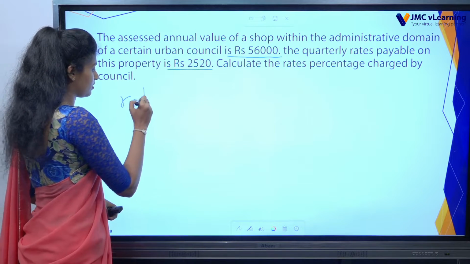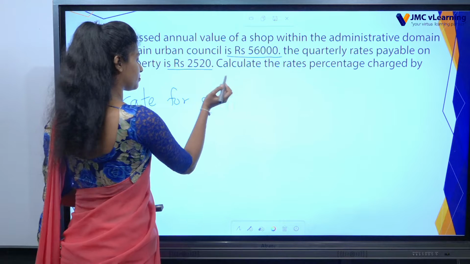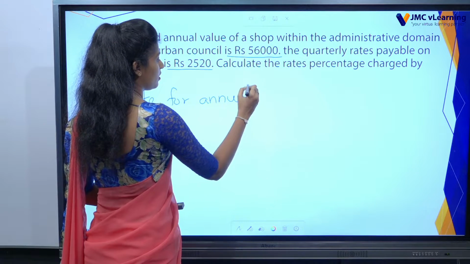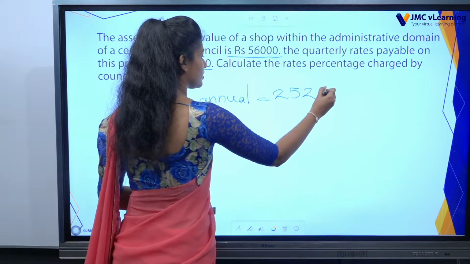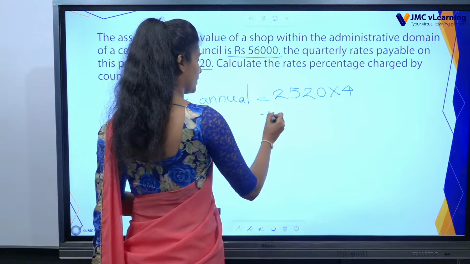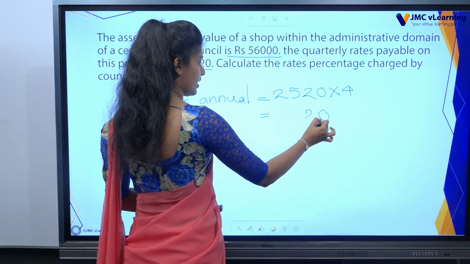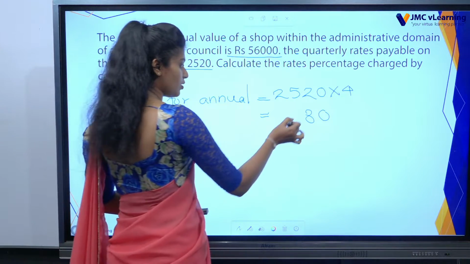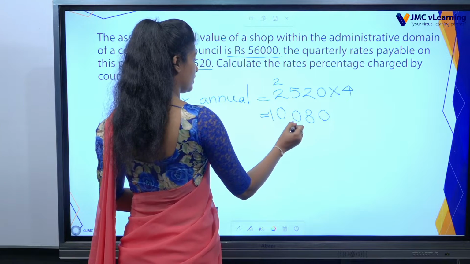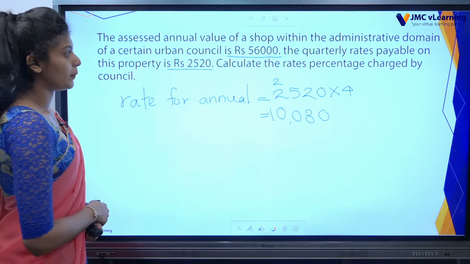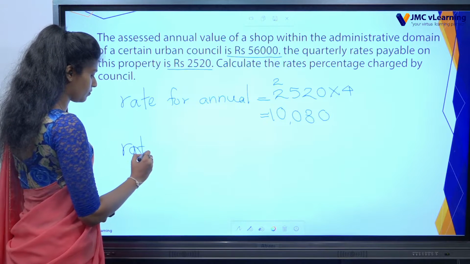Then the rate for the annual. To find this one, you have to multiply 2,520 by 4. Then 4 into 0, 0, 4 into 2, 8, 4 into 5, 20, put 0, 2 left, 4 into 2, 8, add 2, 10. Then the annual rate is 10,080 rupees. To find the rate percentage, what do you have to do?